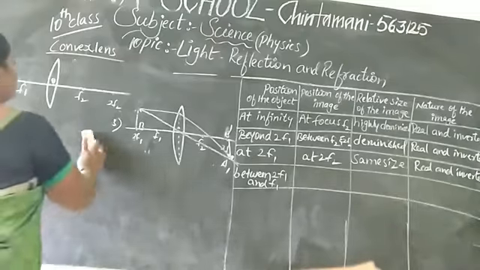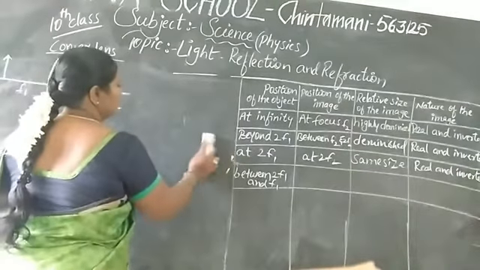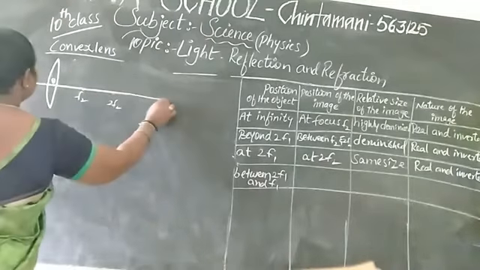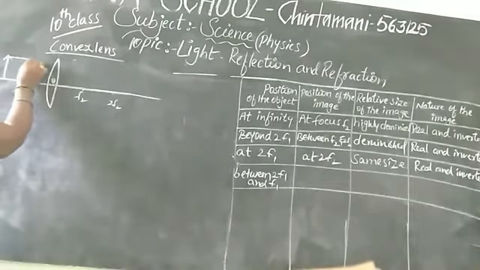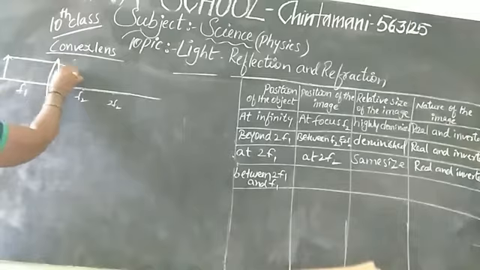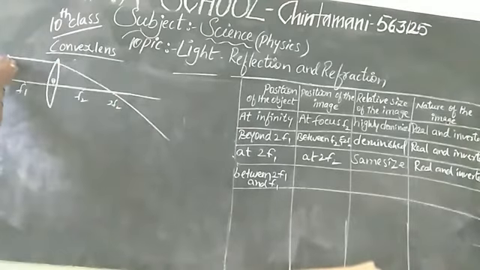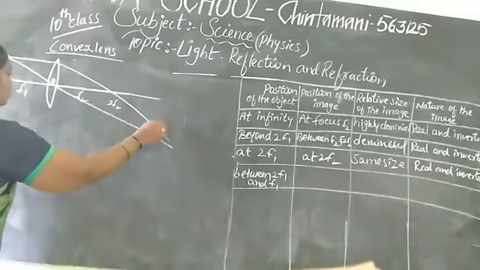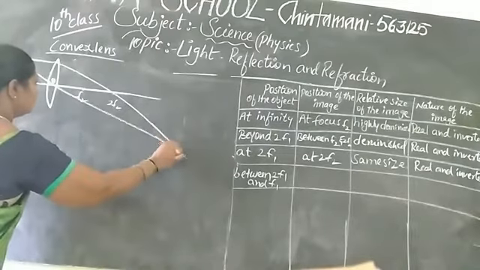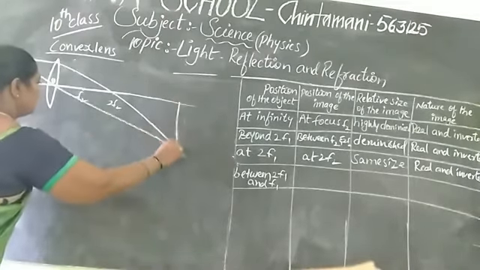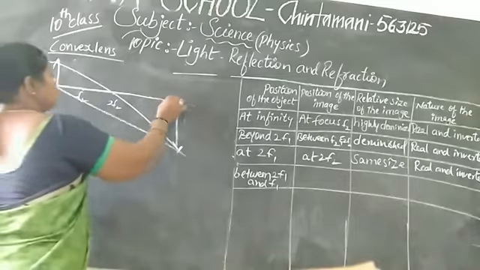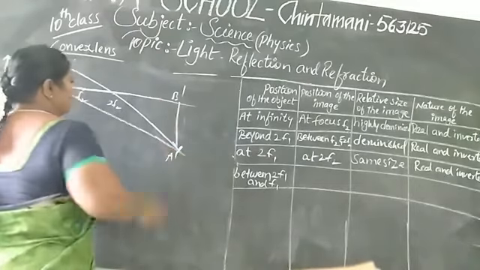Let me see now. Draw the ray diagram, children. The first rule, and the second rule, when it is passing, it is going to meet here. Where is it going to meet? So the object is AB and the image is B dash A dash.